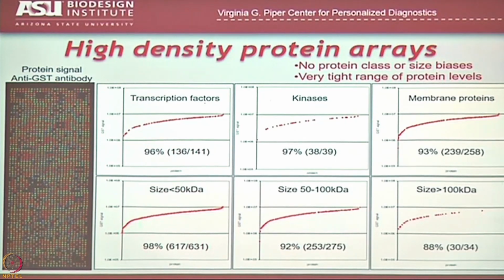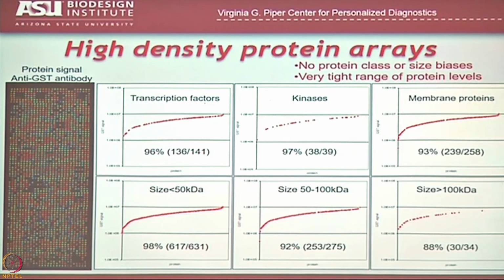It's right here. I don't have that on this graph. This is just signal intensity. But you can see that we get, by and large, 96% of transcription factors were detectable, 97% of kinases. Membrane proteins are very detectable. And then small, medium, and large proteins are all detectable. So roughly speaking, about 97% of whatever we print, we can get good expression of.